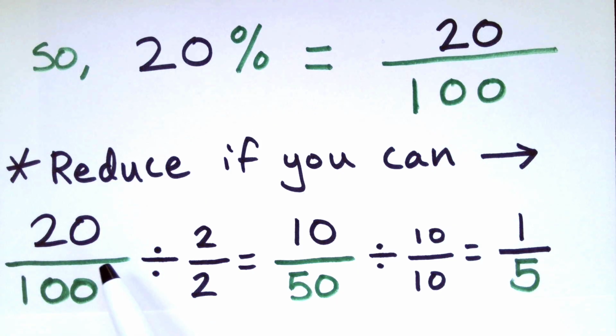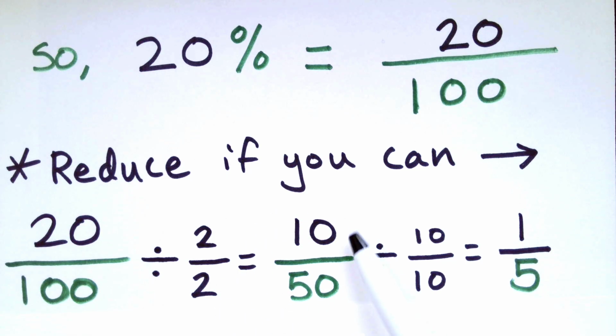So 20 divided by 100. 20, the numerator spot, is an even number. 100 in the denominator spot is an even number. So I know I can divide by the smallest even number there is, which is 2. And if I have to keep dividing, I will continue to do that. 20 divided by 2 is 10. I know that because 2 times 10 is 20. 100 divided by 2 is 50. I know that because 2 times 50 equals 100. So I've reduced 20 over 100 down to 10 over 50.